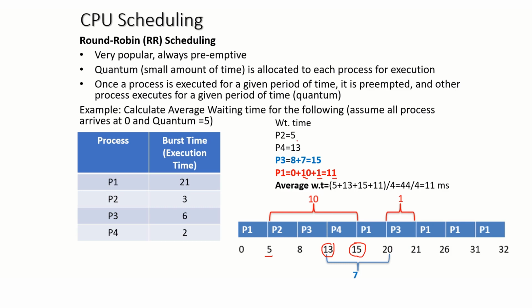So the average waiting time will be 5 plus 13 plus 15 plus 11 divided by 4, that is 44 divided by 4, equal to 11 milliseconds.